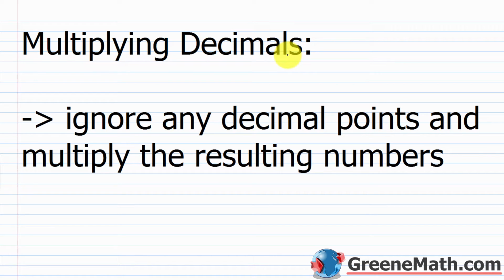The first thing we want to do is ignore any decimal points and multiply the resulting numbers. Essentially, you're going to pretend your numbers are whole numbers. So if I had something like 5.5 times 3.7, I would start out by pretending I had 55 times 37. All right, I would find the answer for that.